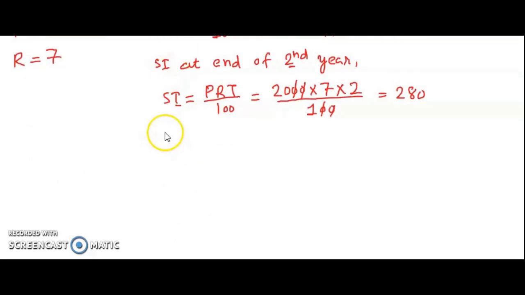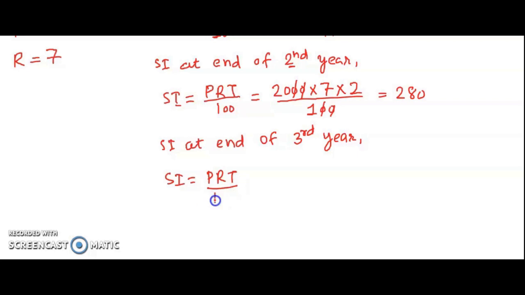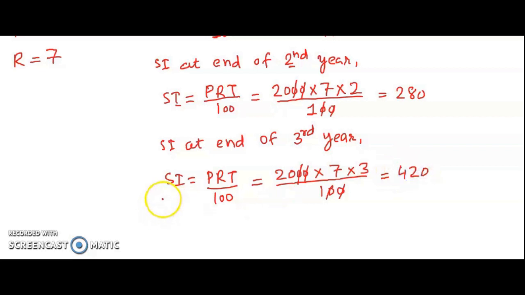Same way, to calculate the simple interest at the end of the third year, use the same formula, PRT divided by 100. Principal amount is 2000, rate of interest is 7%, and time period here we will take 3, divided by 100. So here 0, 0 cancel out. So here we get 7 multiplied by 20 multiplied by 3, so we'll get 420 rupees.